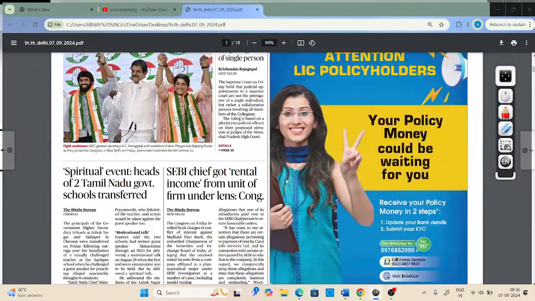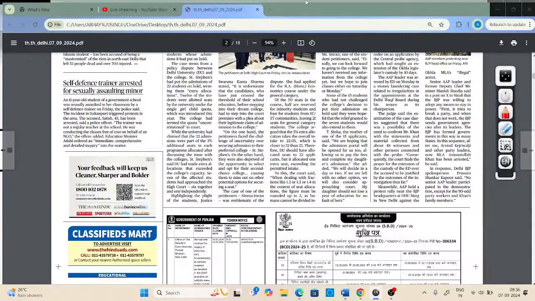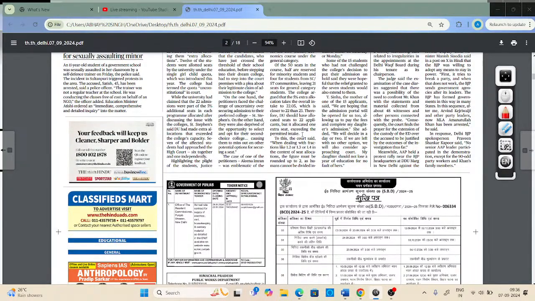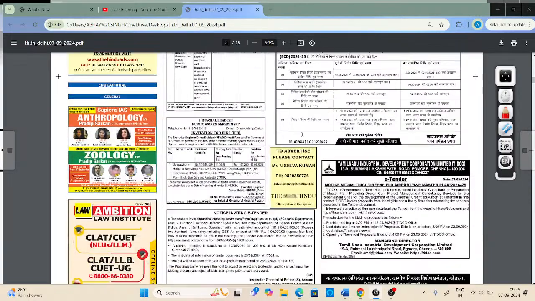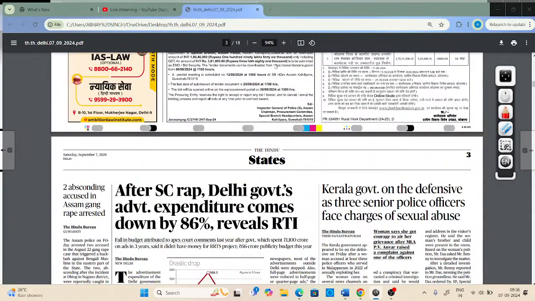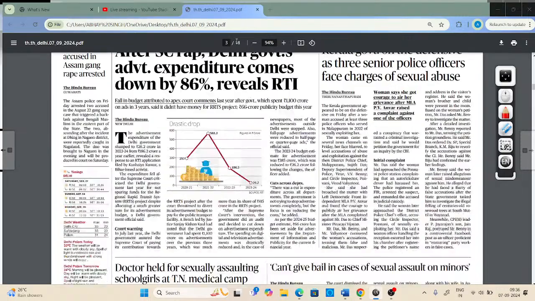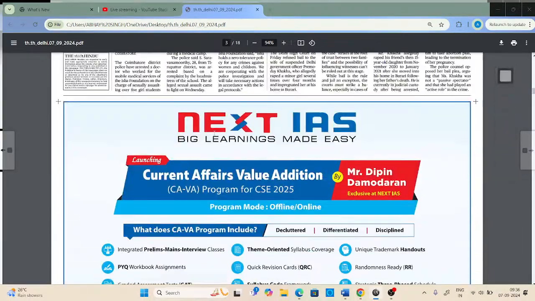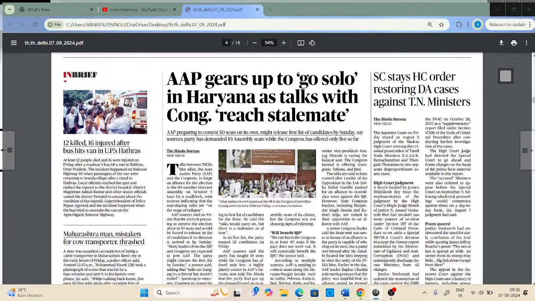Now I'll move to the next important news headline for the day. Again, today, not a lot of information is important for us, because the reason is very simple. There is a lot of political news that has been covered today, so we'll skip those news items which are political in nature. So we'll skip all those things.